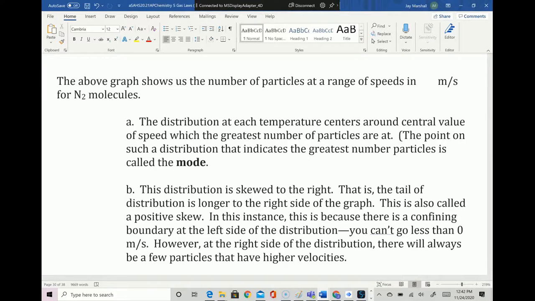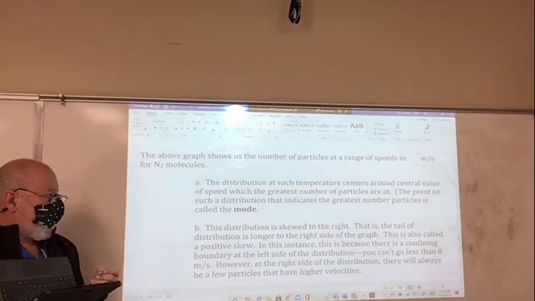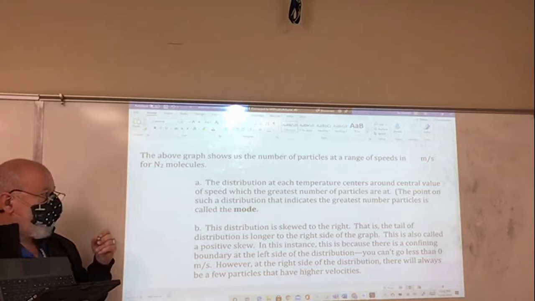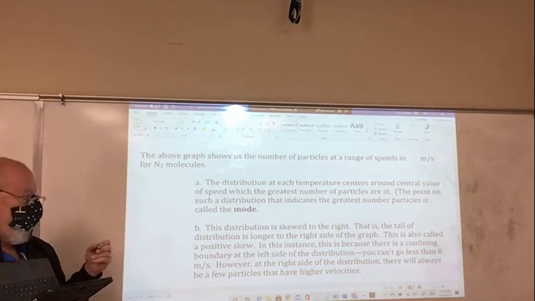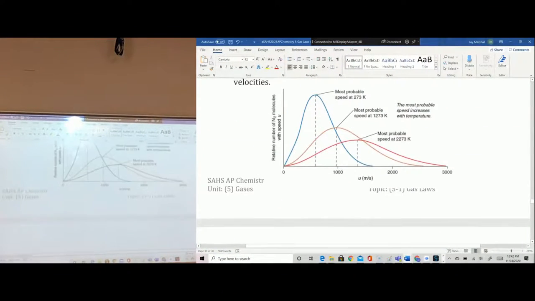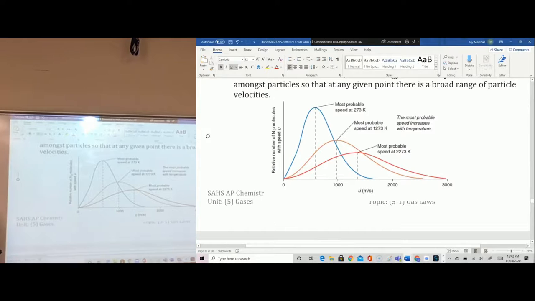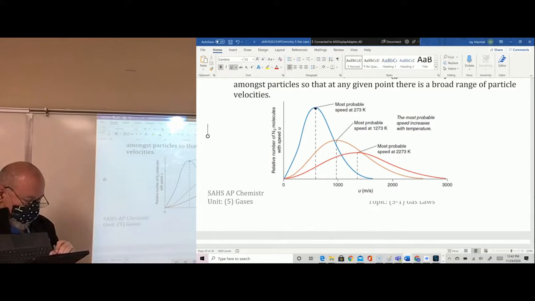The distribution at each temperature centers around a central value of speed, which is where the greatest number of particles are. That's called the mode. I don't know if you're familiar with the difference between the mode and the mean. The mean is just the average velocity, right? But the mode is the speed at which the greatest number of particles are found in the distribution. So at the mode, that's the point where I have the greatest number of particles. And that might not be the same thing as the mean.